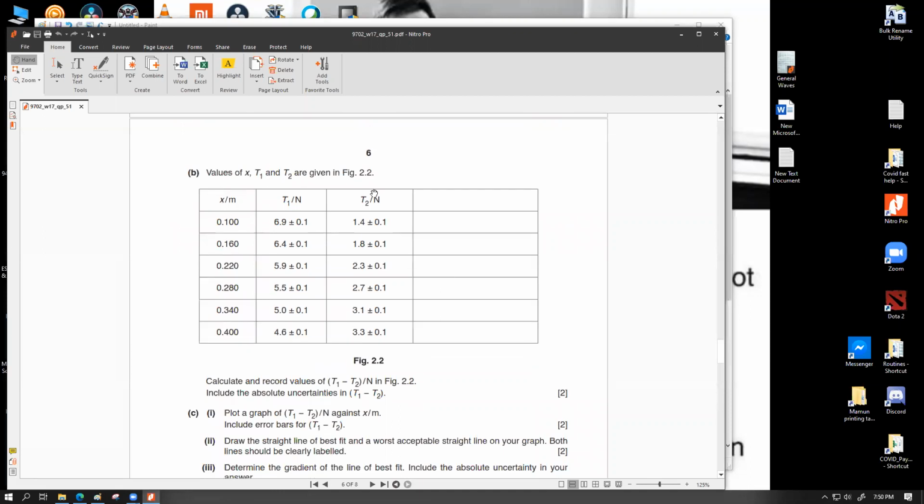values of x, t1 and t2 are given in figure 2.2. So these are some 6 set of values that whoever did this experiment obtained from their experiment, and these values are given to us. X is given, in this case the x is given without any uncertainty, so the values of x are uniformly distributed. Have a look. 0.100, 0.160, 0.220, 0.280. So all of the values are 0.060 apart in terms of meter. And T1 and T2, they are coming with some uncertainty, 0.1 Newton of uncertainty. And this is something that we have to work with.